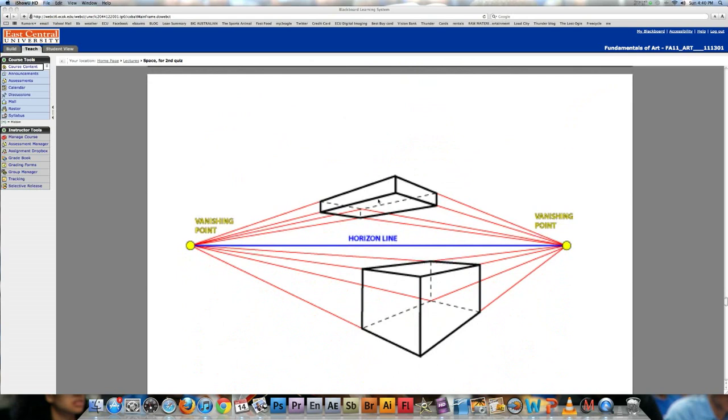But some of the same rules apply. If this box is above the horizon line, you can see the bottom of it, but you can't see the top. And conversely, this one that's below the horizon line, you can see the top, but you can't see the bottom.